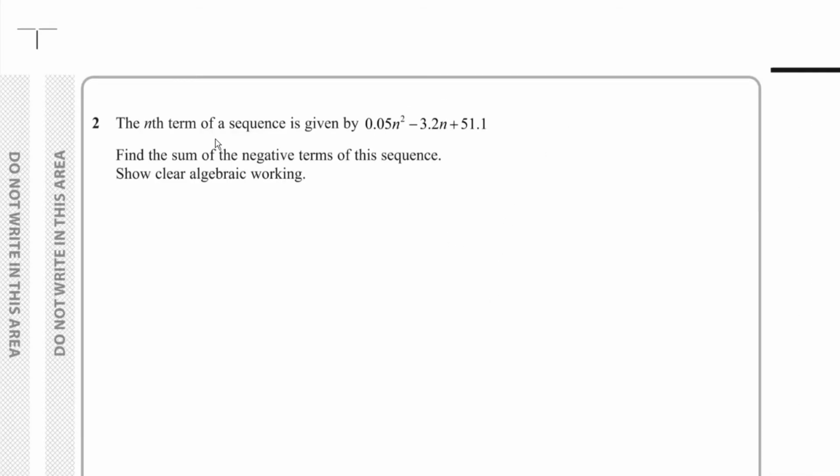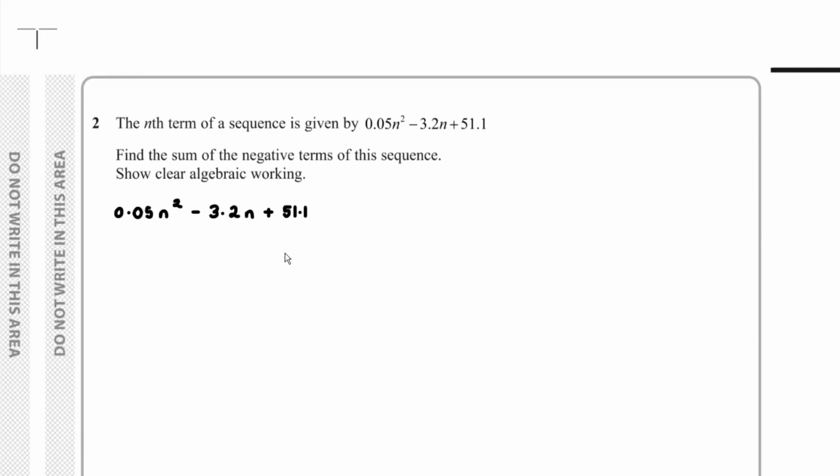Question number 2. The nth term of a sequence is given by 0.05 n squared, subtract 3.2 n plus 51.1. Find the sum of the negative terms of this sequence. Show clear algebraic working. Let's begin with this 0.05 n squared, subtract 3.2 n plus 51.1.